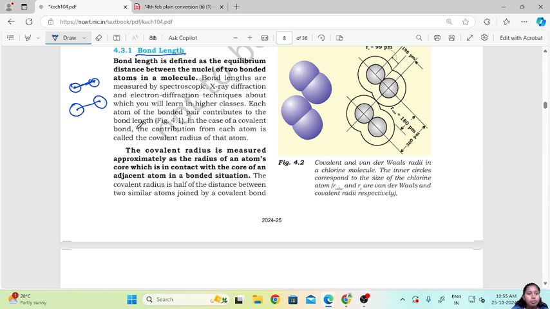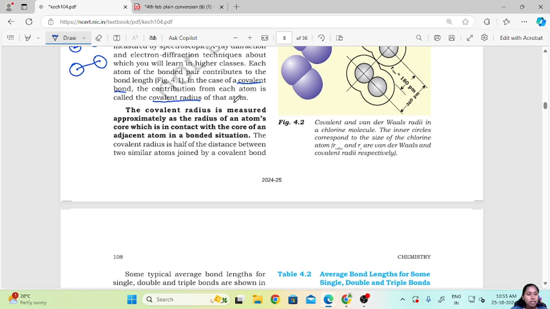Now each atom of the bonded pair contributes to the bond length. It's not like bond length is involved with one atom, but both of the atoms equally contribute to the bond length. In case of covalent bond, the contribution from each atom is called the covalent radius of the atom. Since both the atoms are bonded together, they contribute to the bond length. In case of covalent bond, we call it covalent radius of the atom.